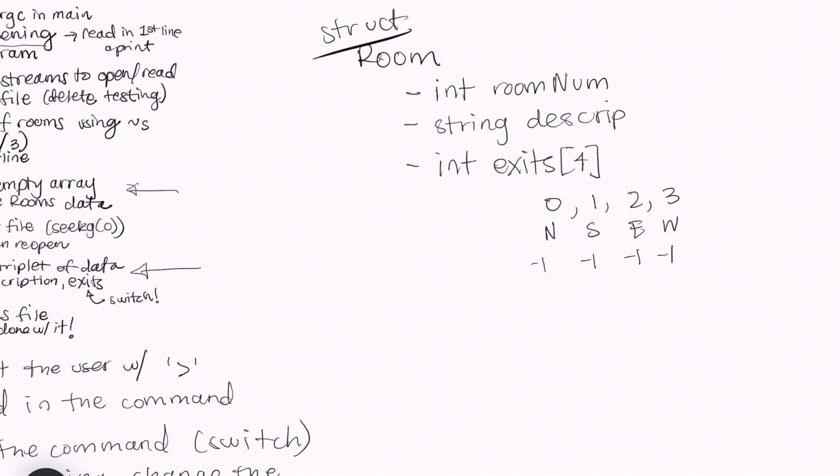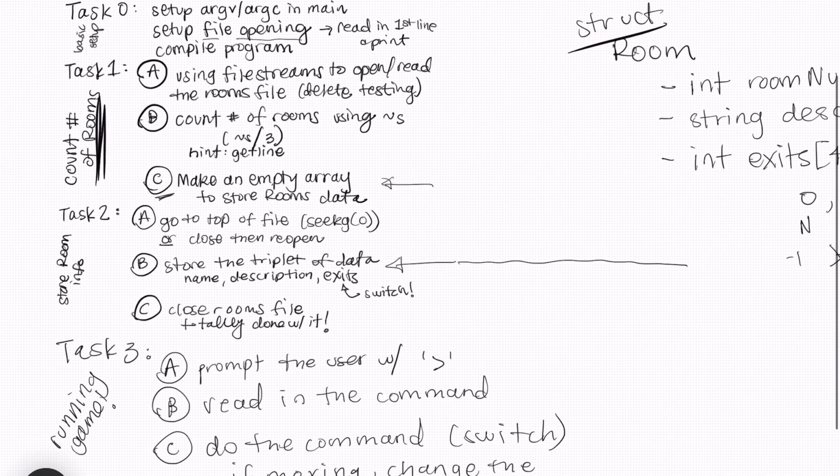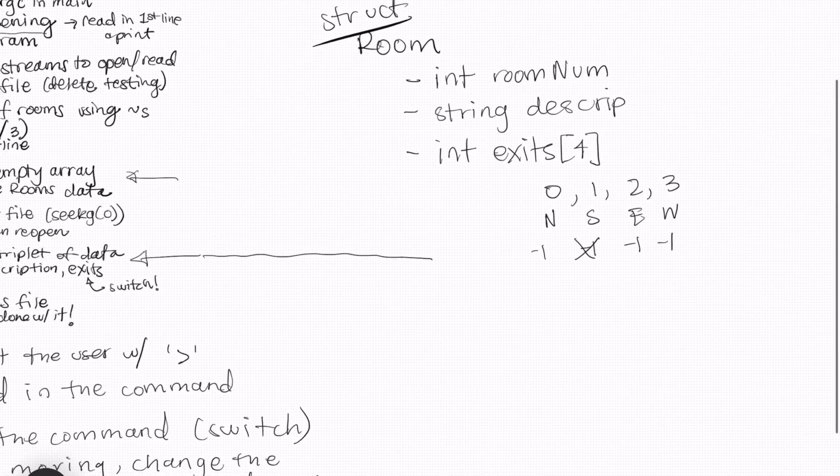So let's say I read in a room that has an exit to the south that goes to room 5. So in this part right here, in task 2B, store the triplet of data, name, description, and exits. If I see that to the south, I go to room 5, then I would change this from -1 to have the south have an exit of 5 for this particular room. And that is it for my hints for the MUD lab.